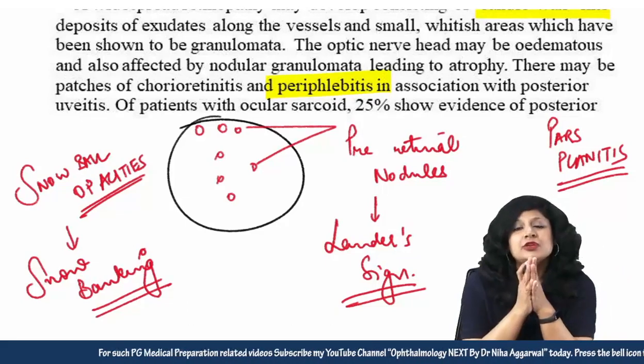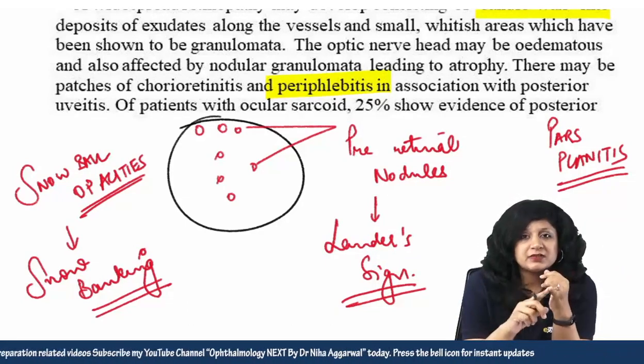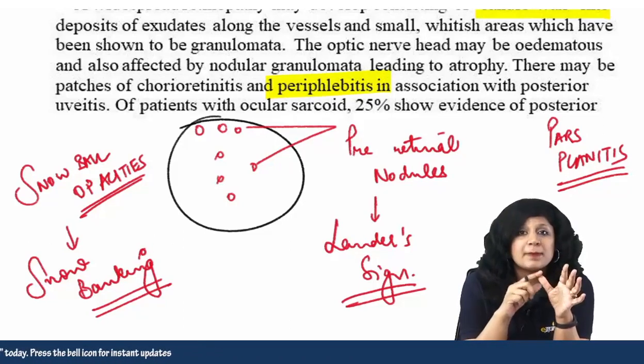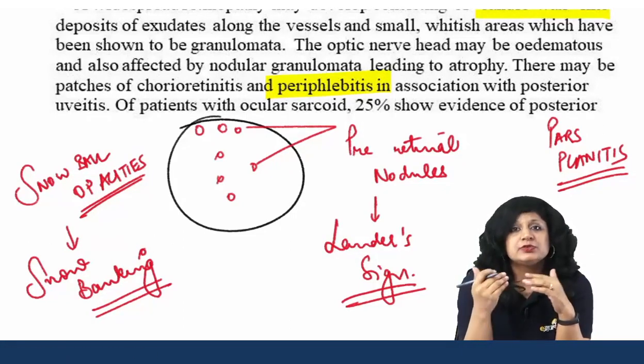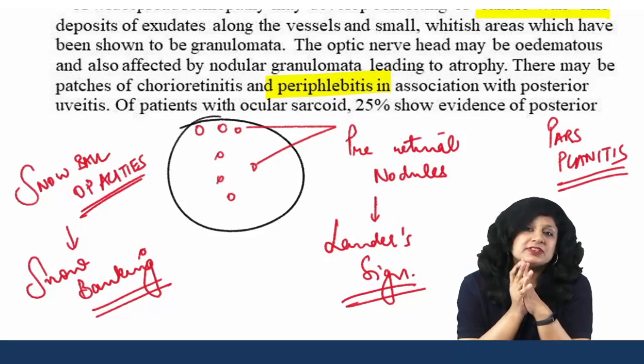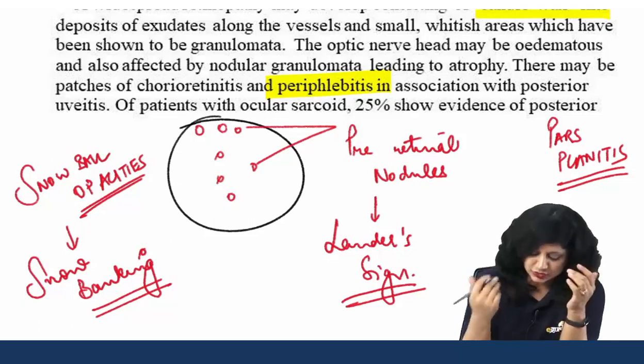So you have to remember, when you are having retinal vasculitis, periphlebitis, pars planitis, snowball opacity, snow banking, pre-retinal nodules, candlewax drippings, Lander's sign, then they are very, very suggestive of sarcoidosis along with the systemic features.